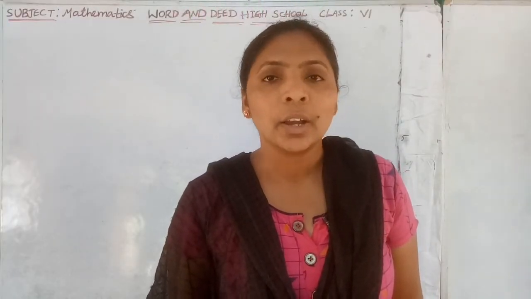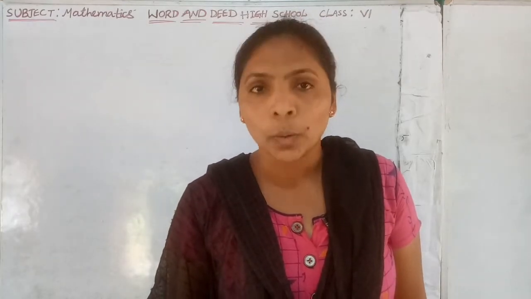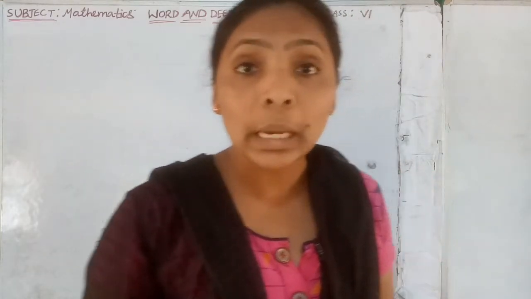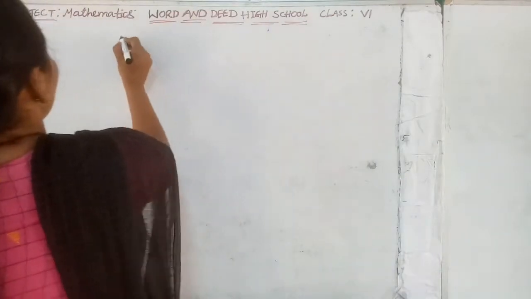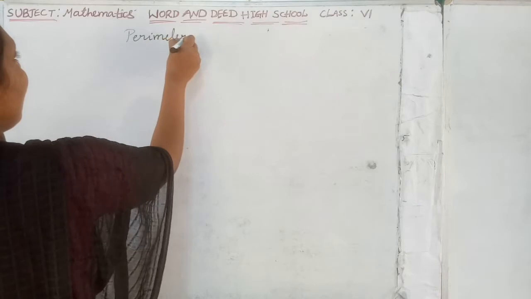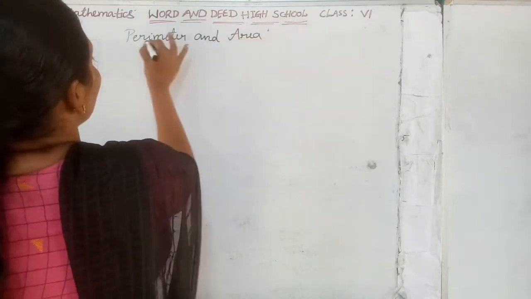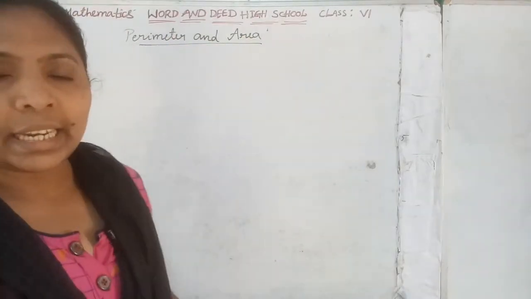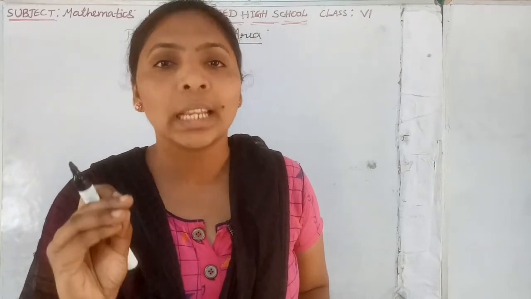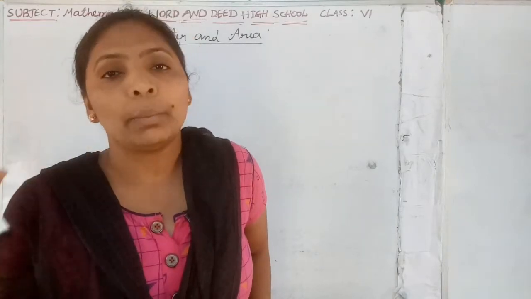In previous sessions, what have we discussed, children? We discussed the introduction to algebra chapter. So, in this session, we are going to start a new chapter, that is perimeter and area. First of all, we want to know what is the perimeter and what is the area. In this session, we are going to discuss perimeter, children.